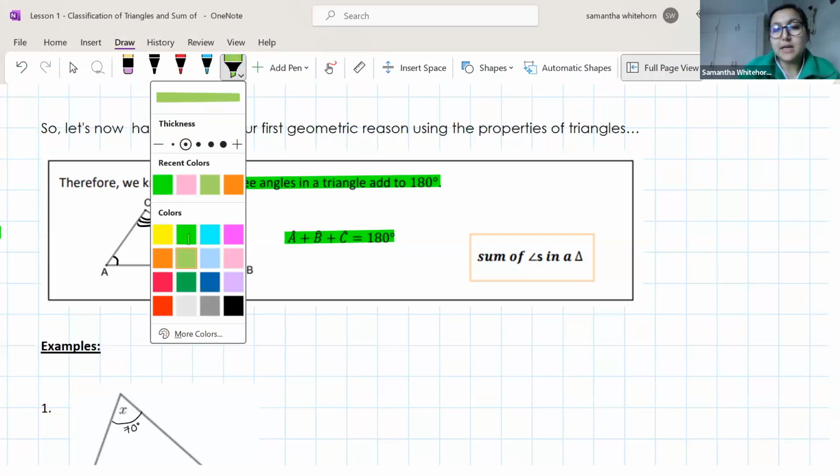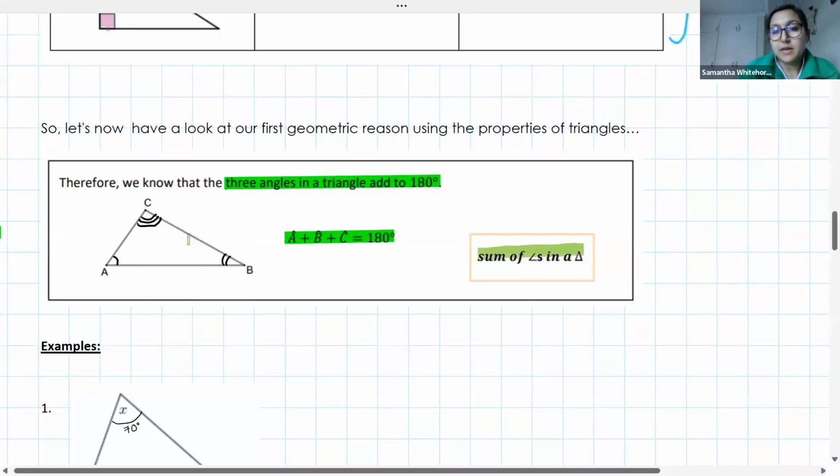Now remember, any geometric statement we make must have a reason. And so our reason here is sum of angles in a triangle. Some people use the reason slightly differently. So some people use interior angles of a triangle. There's definitely another reason that some people use. I can't remember now because I don't use it.